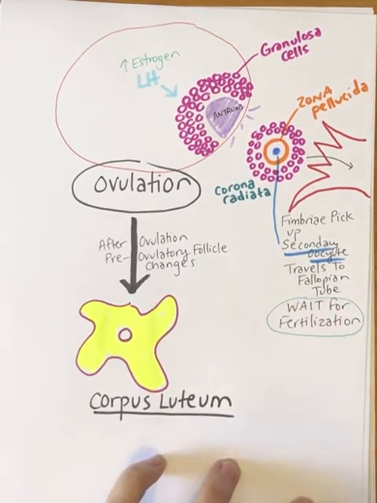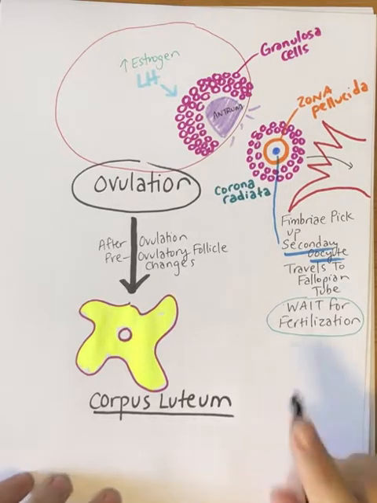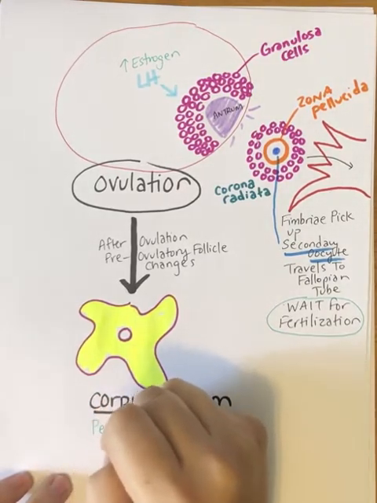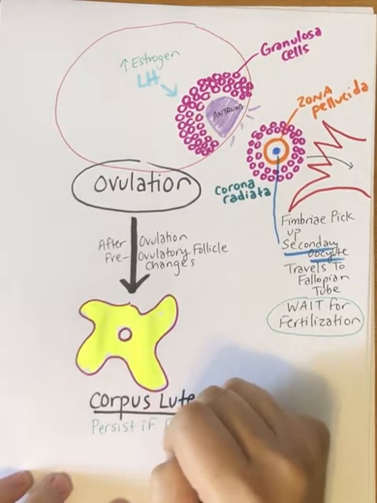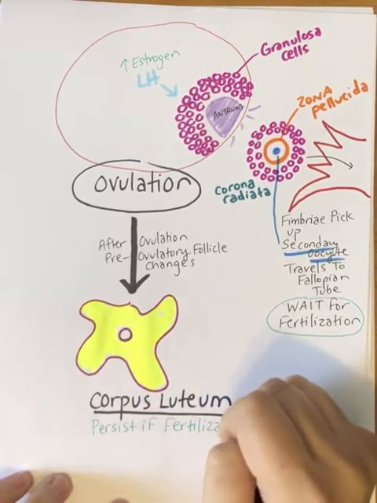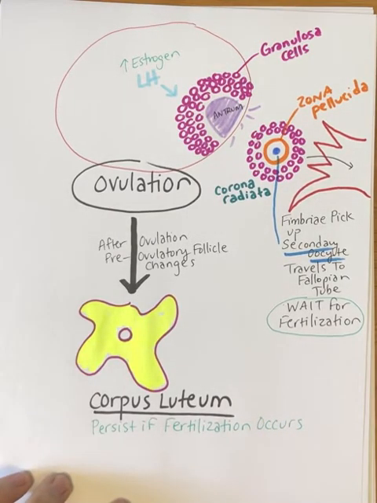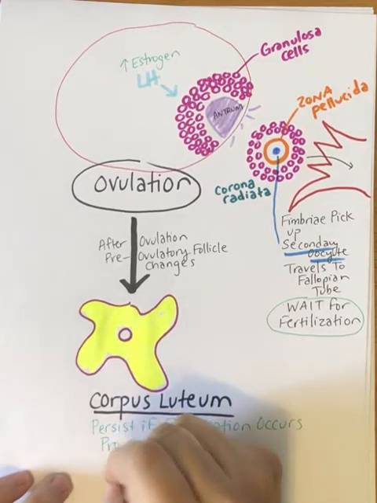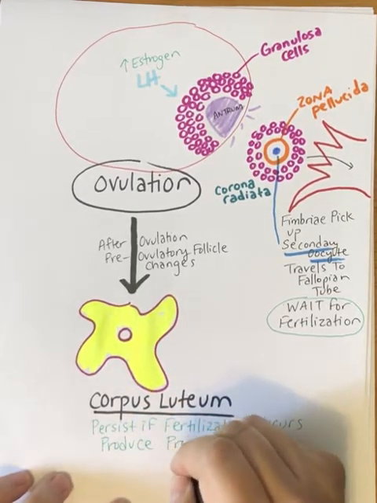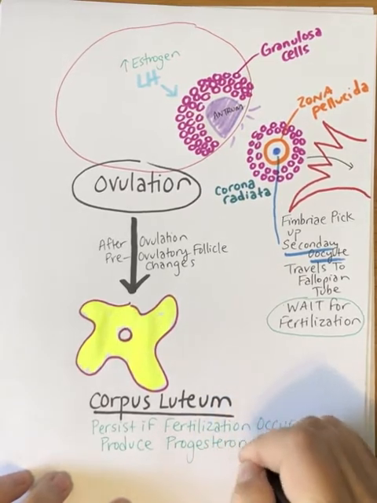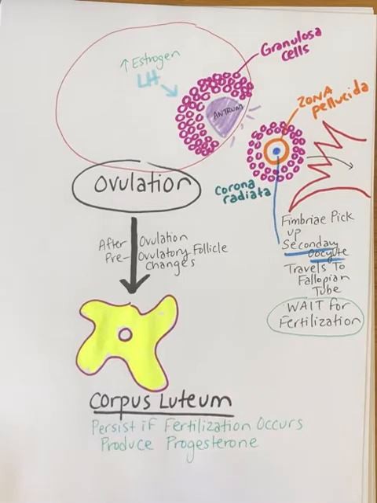Now the corpus luteum is very important because we know that the secondary oocyte is waiting for fertilization. So we have a secondary hormone that's going to help continue to grow the endometrium of the uterus. So the corpus luteum is only going to persist if fertilization occurs. For a couple of days, it's going to stay though. Now, what it's going to do is it's going to produce progesterone. Now, progestation. Progesterone literally means for pregnancy. Gestation is pregnancy.